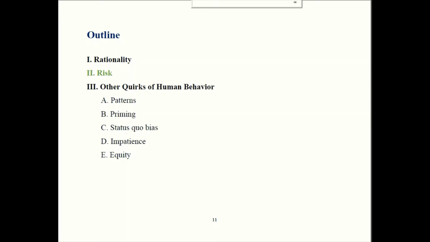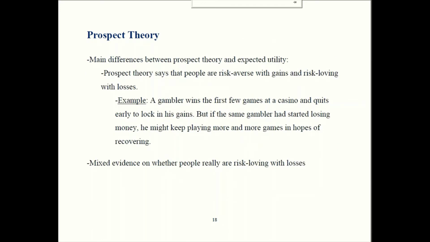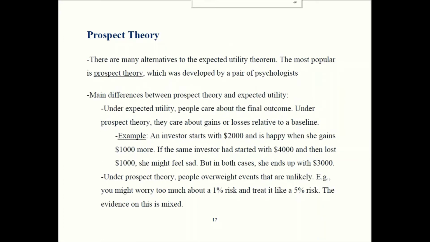So the main alternative is called prospect theory. It was developed by a pair of psychologists. Now, there are many other theories out there of risk. Prospect theory, though, is the one that has gotten the most attention and the most popularity out of all the alternatives out there. So there are a couple of major differences between prospect theory and the expected utility theorem.